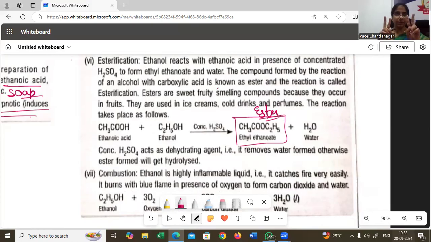Now the only 2 compounds you have for your questions, for your chapters, are ethanol and ethanoic acid. Go with the reaction with both of them. Ethanoic acid is nothing but 2 carbon C double bond OH, plus ethanol is 2 carbon OH alcohol, right?